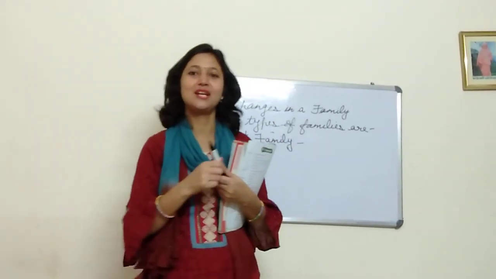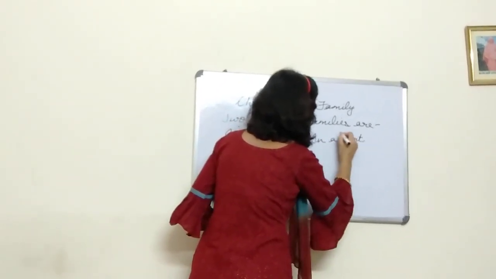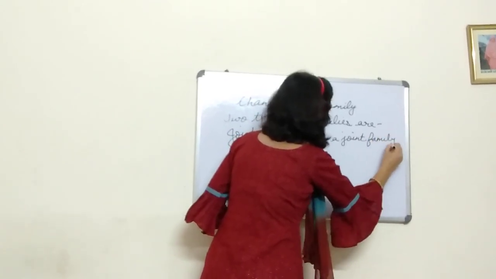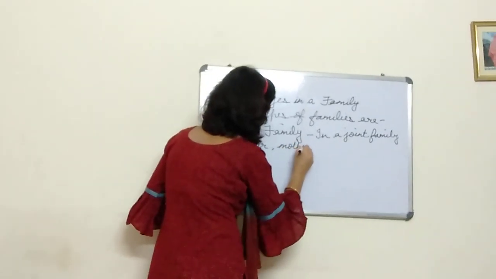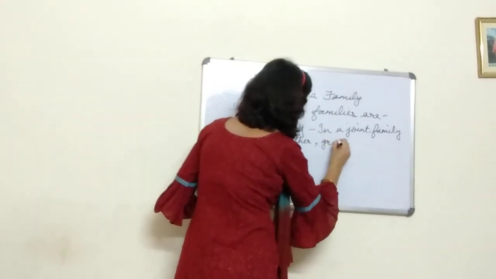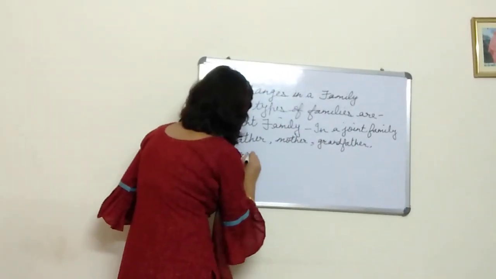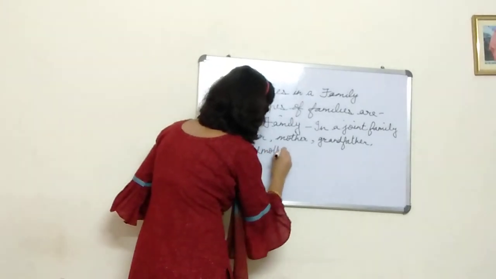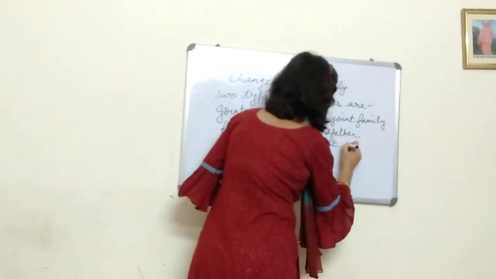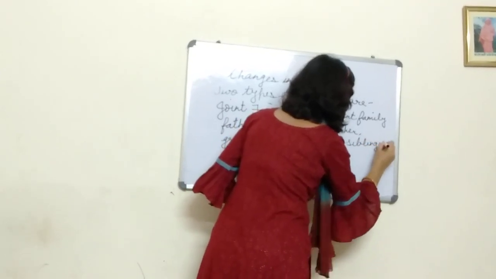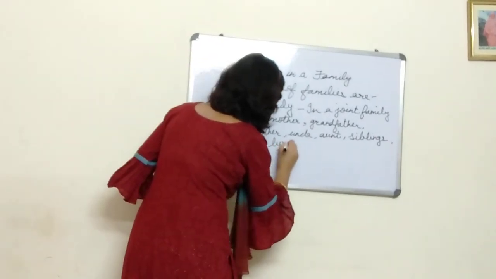Who all lives in a joint family? In a joint family, father, mother, grandfather, grandmother, uncle, aunt, siblings, cousins live together.